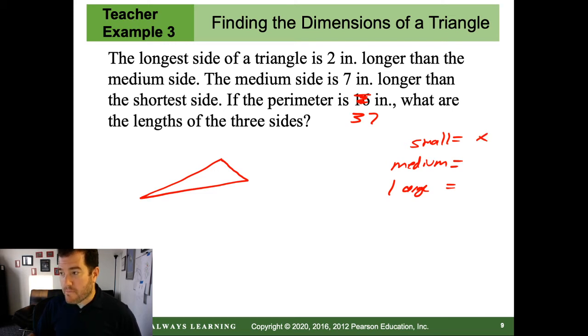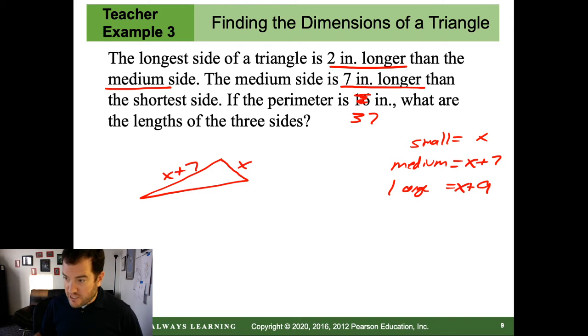Now, I know that the medium is 7 inches longer than the shortest side. So that's got to be x plus 7. And then finally, it's got to be 2 inches longer than the medium side. So if the medium side was x plus 7, 2 inches longer would be x plus 9. Okay, so again, this is x. This one is 7 inches longer. And this one is technically 2 inches longer than that one. So that's why it's going to be that.